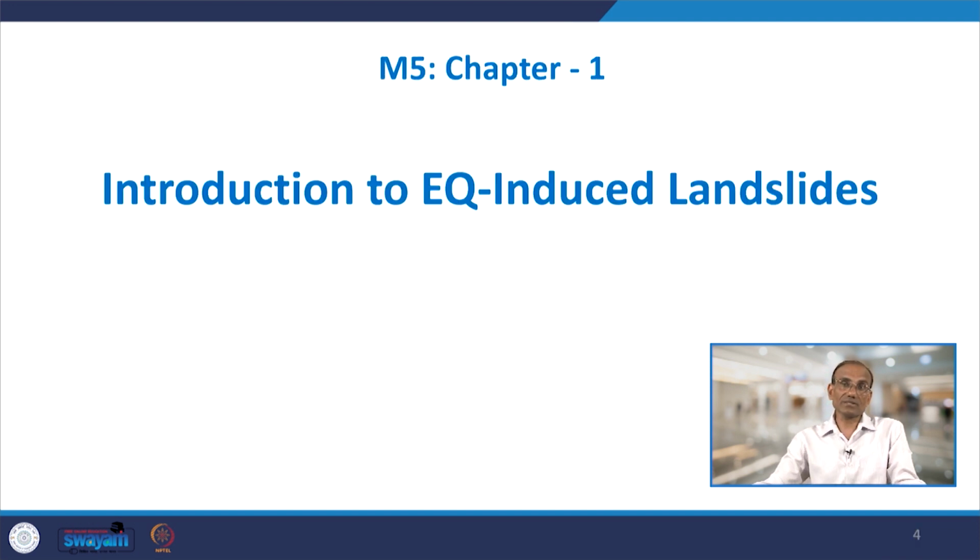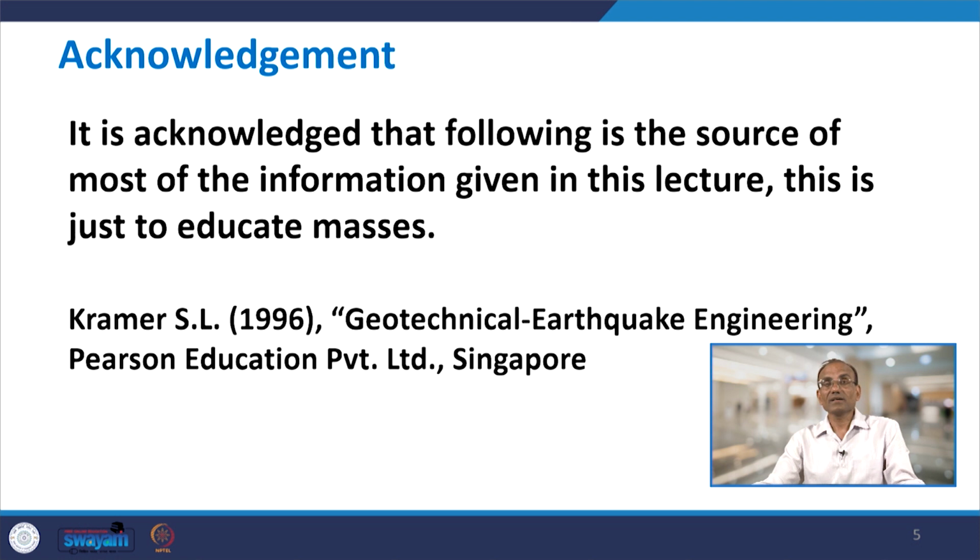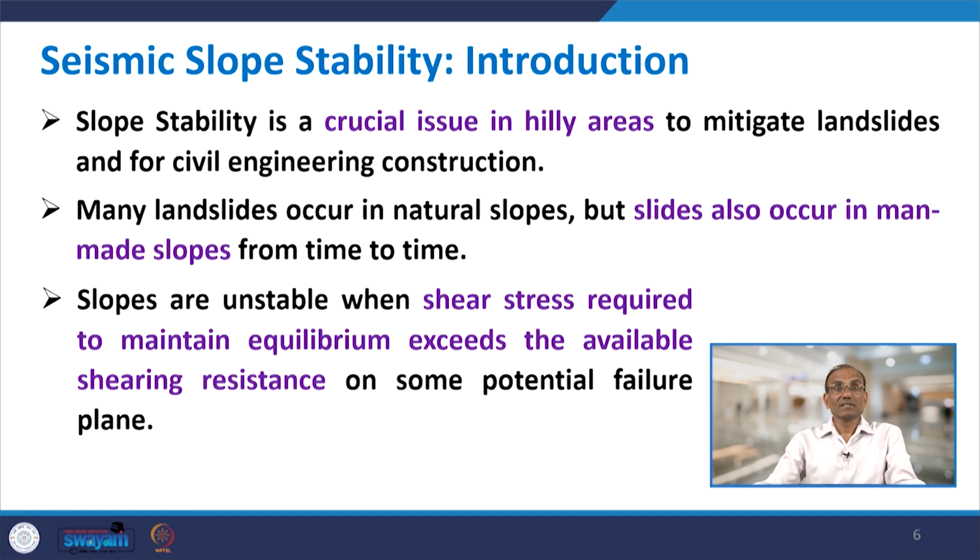Coming to the introduction to earthquake induced landslides, first of all, before I go ahead, most of the material is from Kramer's book. Seismic slope stability analysis, as we already discussed, is a crucial issue in hilly areas to mitigate landslides and for civil engineering construction, because whatever construction you do in the hilly areas, if that construction is not protected from landslides, then there is no meaning, and it is not going to survive. Many landslides occur on natural slopes, but there could also be landslides on man-made slopes.